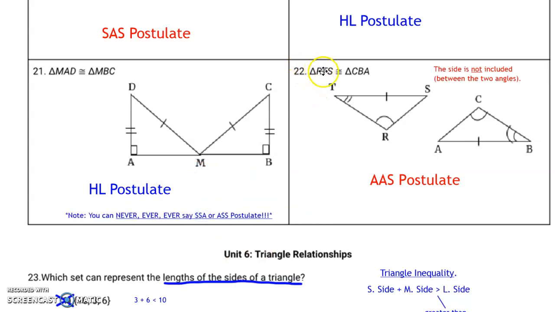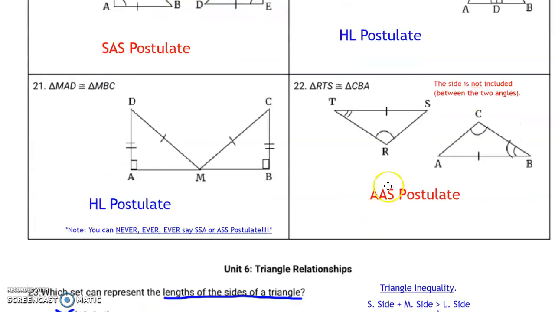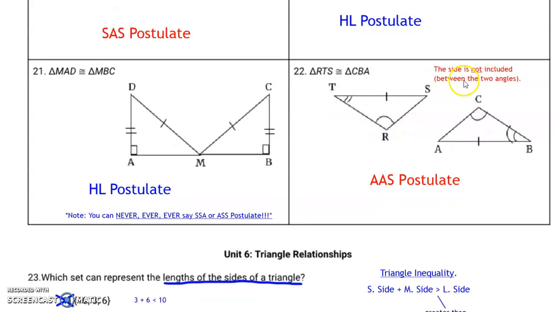For question number 22, RTS is congruent to CBA because of AAS postulate. It's okay to use AAS postulate because it is literally written here. And I know that this is an angle, this is an angle, and this is a side that is not included. Notice that the S is not between the two A's. In this case, the side is not between the two angles. The side is called not included.